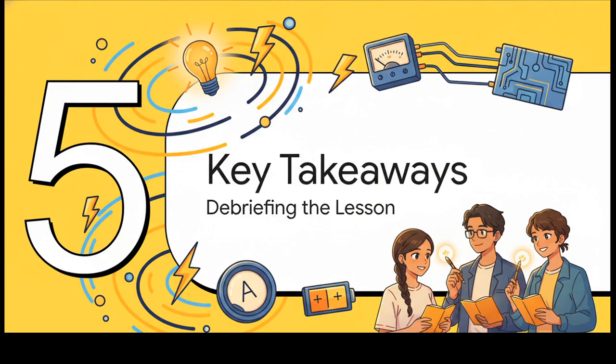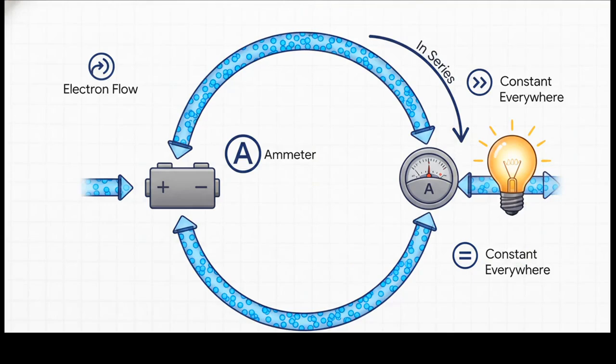So let's do a quick run-through of the main points just to make sure everything is crystal clear. Let's nail this down. Electric current is the flow of electrons. We measure that flow using an ammeter, and the unit we use is the amp. To do it, you have to connect the ammeter directly into the circuit, which we call connecting in series. And the big surprise: in that series circuit, the current is the same at every single point. It doesn't get used up.